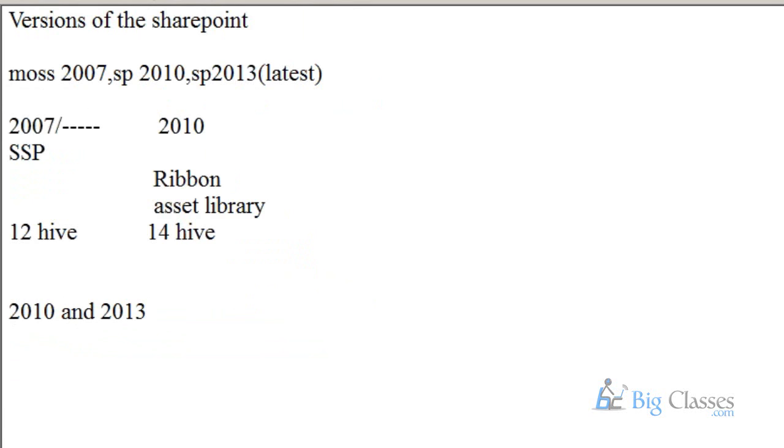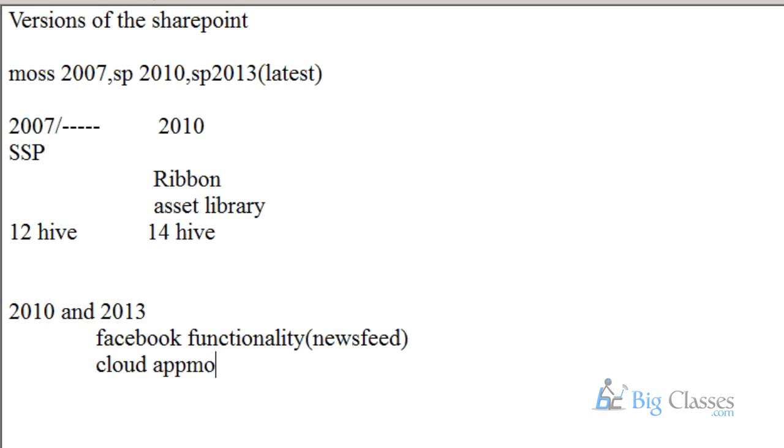One is Facebook functionality. In 2013, they have implemented Facebook functionality, so that we can call it a newsfeed. Got it? Next, cloud app model. Cloud app model is new in SharePoint 2013, which was not there in SharePoint 2010.